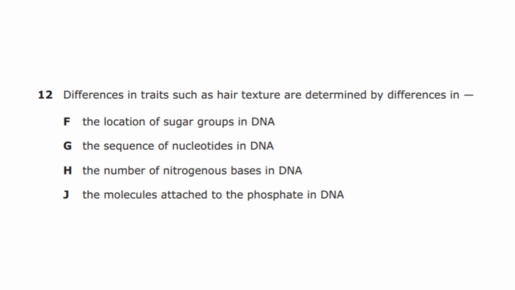It controls everything, right? So when you're talking about the DNA, it's going to be the sequence of the nucleotides in the DNA. It's not going to be the location of sugar groups because that's part of the structure, but that does not carry information. It's not going to be the number of nitrogenous bases because the number of bases are the same in everyone. It's the sequence that makes the difference. And the molecules attached to the phosphate do not affect your genetics either. Okay, so it's going to be the sequence of nucleotides.